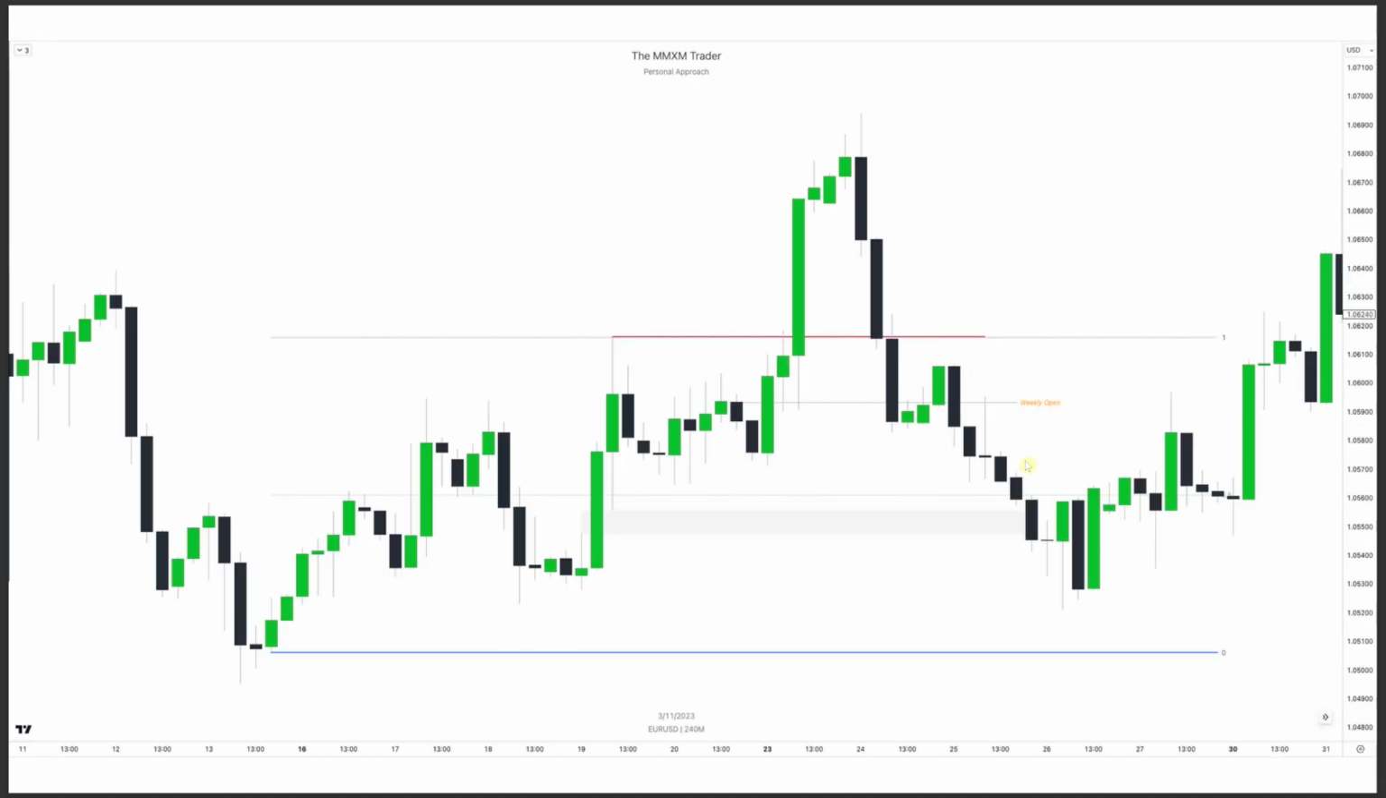Here we have another example. Euro USD 4-hour chart, right? Range high into range low. Running those highs up here, and then we have a 1-hour fair value gap down here. So we want to be looking to trade towards that 1-hour fair value gap.